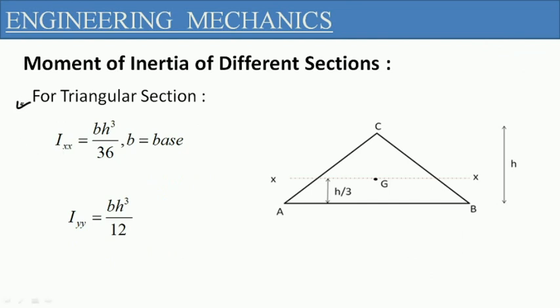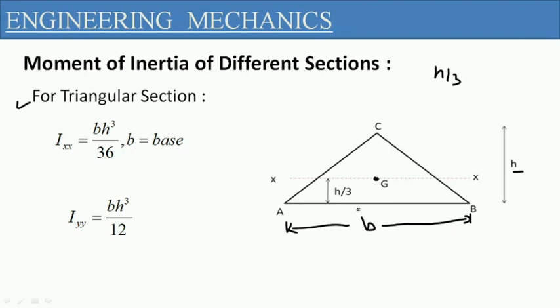Now the third section is the triangular section. If we have a triangle, it has two dimensions, one is the base and another is the height of the triangle. We know how to define the position of the centroid for this triangle. We consider it at h/3 distance, where h is the height. So at h/3 distance from the base, we define the position of the centroid.